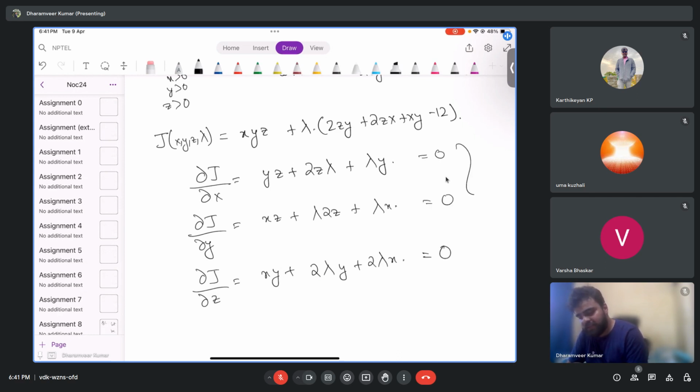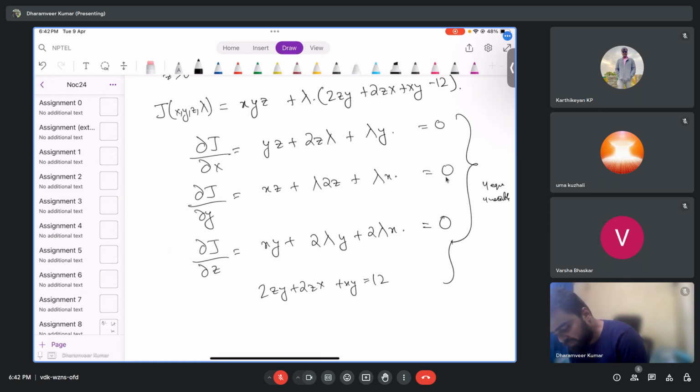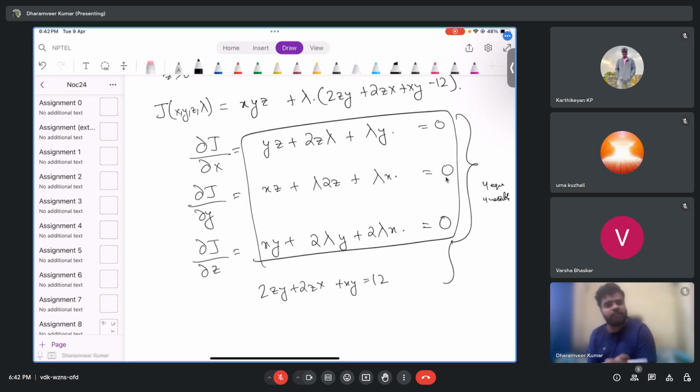So now this is a four variable problem, with d lambda, and then there is a constraint for sure, right? Four equations, four variables. You can solve this. First try to solve this, everything in terms of lambda, then we'll substitute and then we'll get lambda. Okay, so how do we do it?